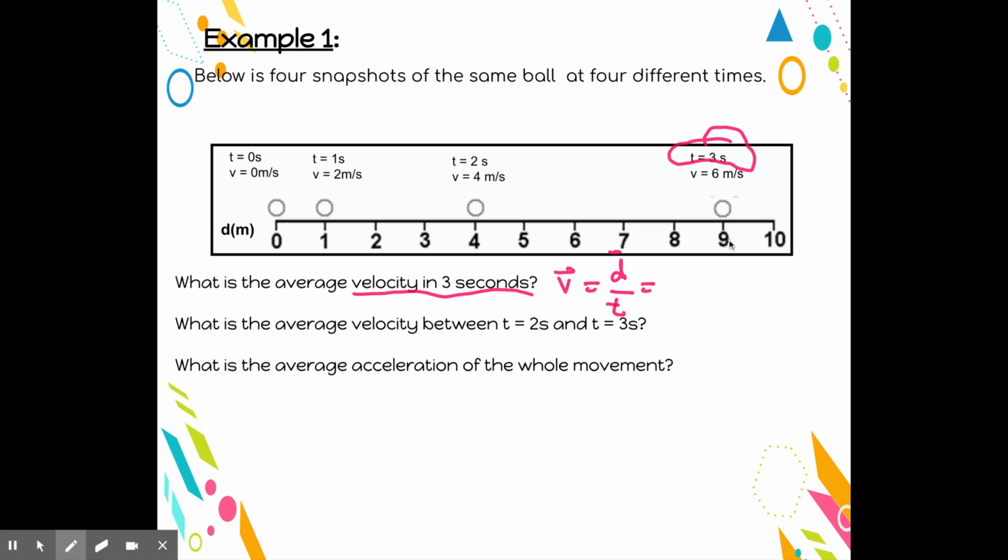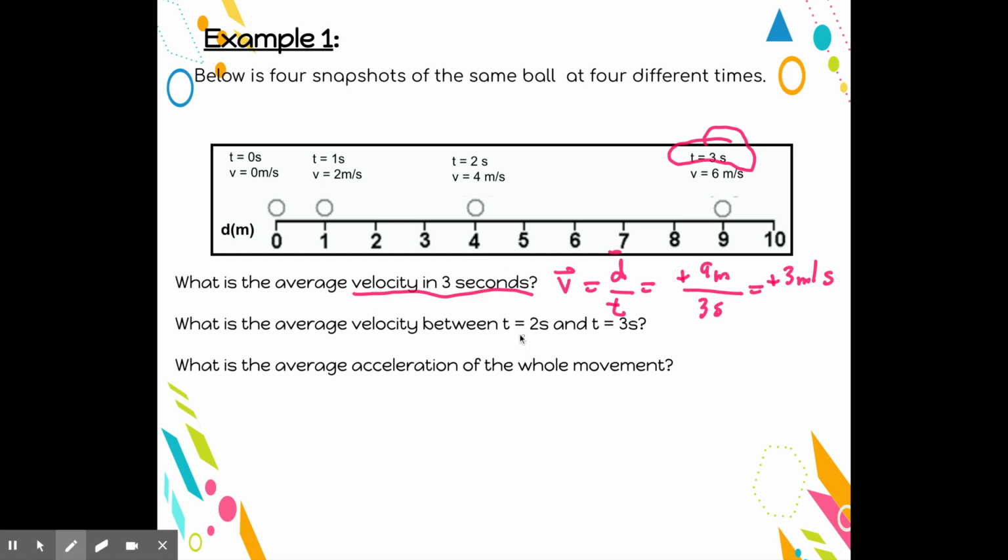So the distance would be positive 9 meters. The time is 3 seconds. And 9 divided by 3 is positive 3 meters per second. Now, by including that positive sign I'm showing direction, and velocity is a vector. So that is my positive forward motion.